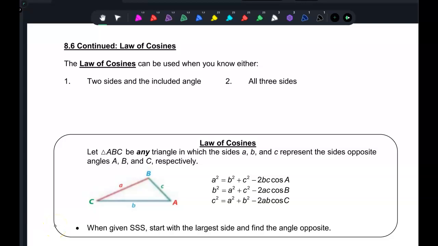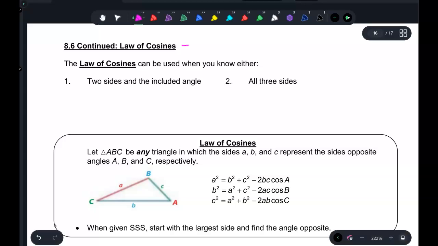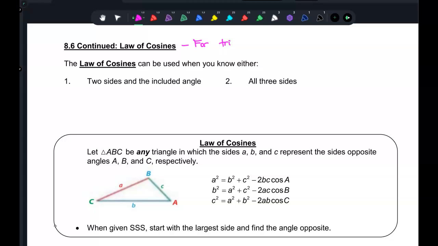Okay, so we're going to continue with 8.6 on law of cosines. The first part was on law of sines. Again, law of cosines is for triangles that are not right triangles. Similar to the previous lesson, when we didn't have a right triangle, we could use law of sines, create a proportion, and solve for the missing angle or side length.